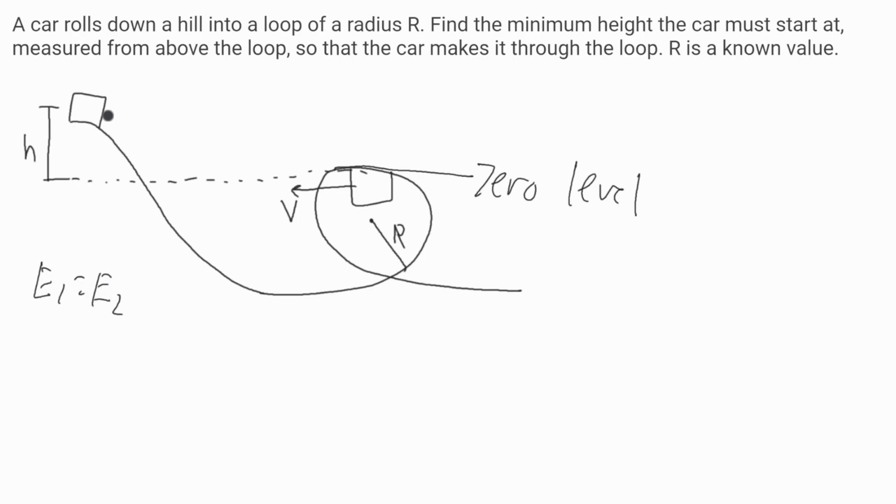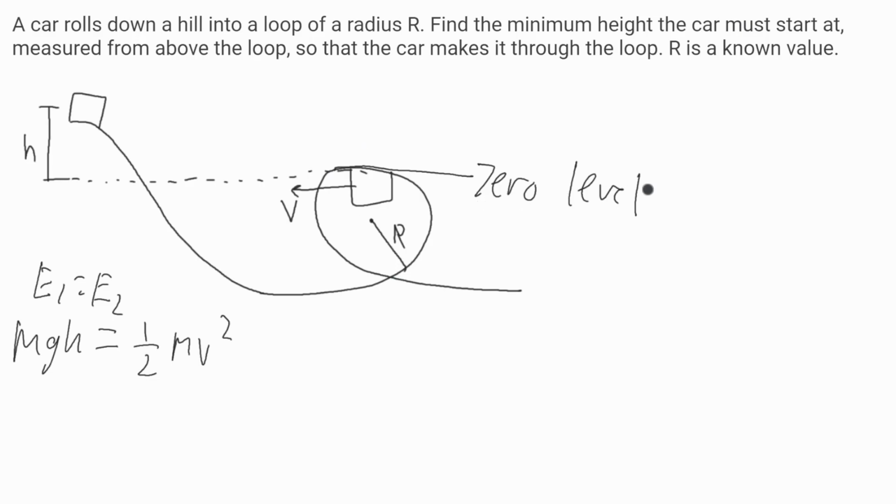The energy before is just the gravitational potential energy of the car. Since I said my zero level was at the top of the loop, this will just be mgh. This will be equal to the kinetic energy from the velocity of the car at the top of this loop, which will be 1/2 mv squared. Now we don't know this velocity.